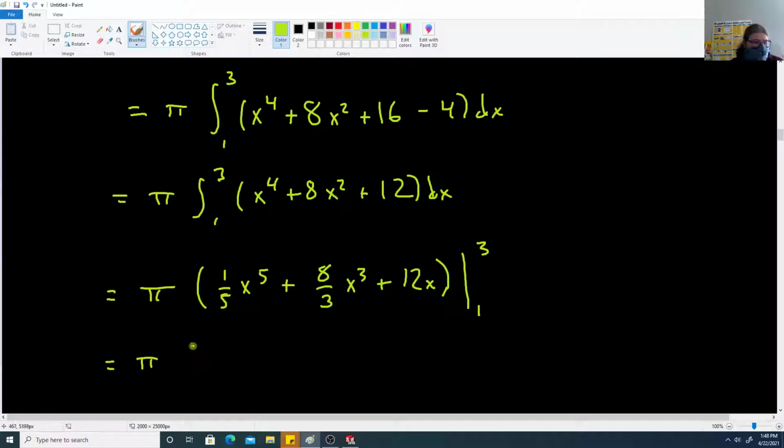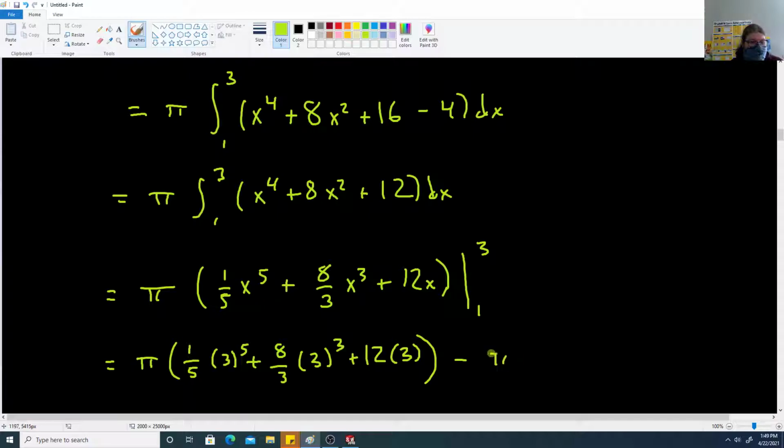And so we'll get this expression here with 3 plugged in first. So we're using Fundamental Theorem of Calculus Part 1 here. We get this all with 3's plugged in, and then we get this all with just 1's plugged in. So I'm taking the same equation and I'm replacing the x's with 1's.